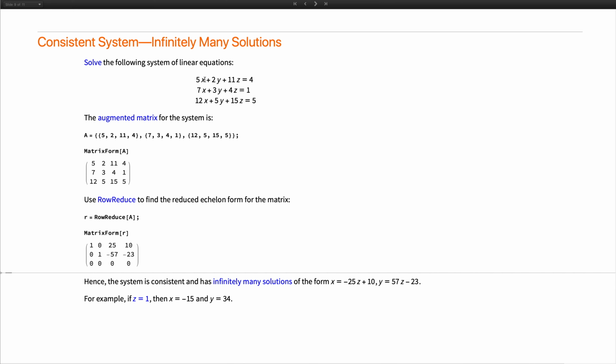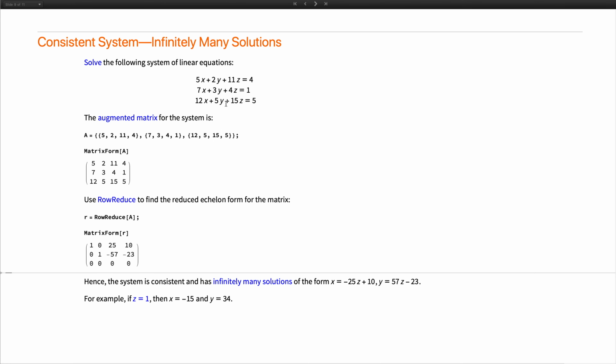Well, what I did was I simply took the first 2 equations over here, and I summed them to get the third equation. So 5 plus 7 is 12, 2 plus 3 is 5, 11 plus 4 is 15, and 4 plus 1 is 5. So the third equation is in fact redundant over here. It's got no new information, and hence you actually have infinitely many solutions to that system of 2 equations. So that's one way you might get infinitely many solutions.